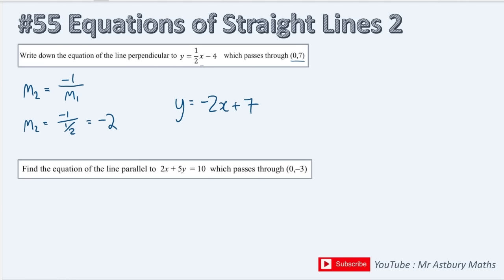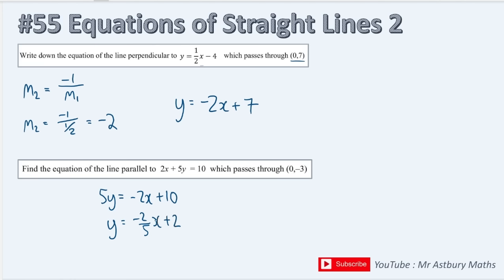And now we're looking for a parallel line which passes through 0, minus 3. Well, I need to work out what the gradient is. So I'm going to move everything over to the right-hand side other than the y term, which is going to give me this. I'm then going to divide through by 5 so I get y on its own. That's perfect.